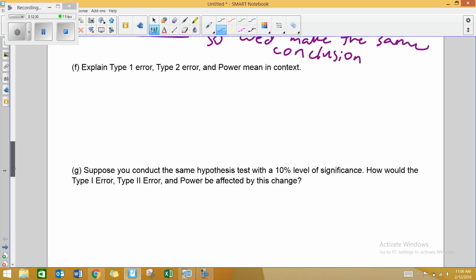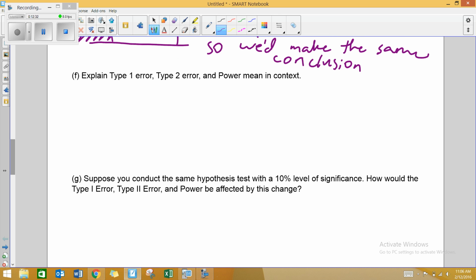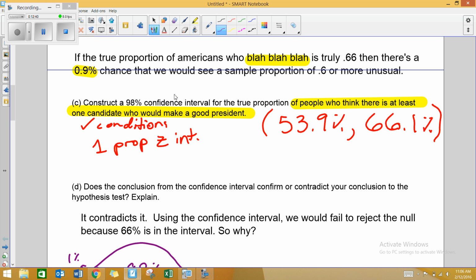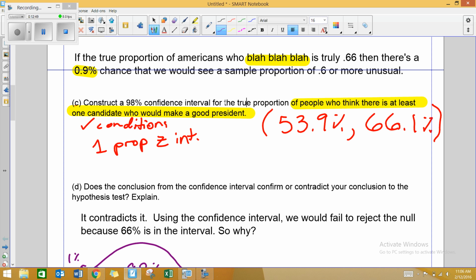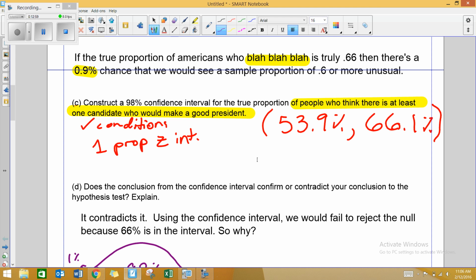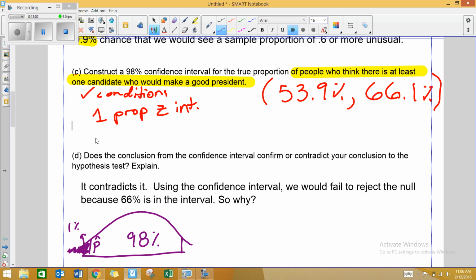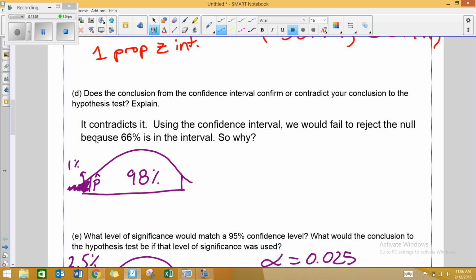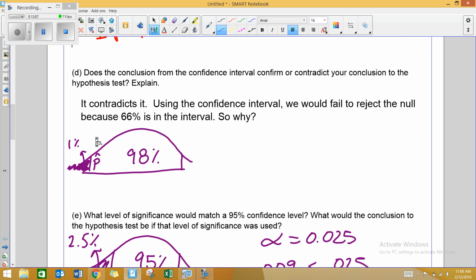All right, explain type 1 error, type 2 error, and power. Explain what those mean in context. I think that's a typo on my part. The context here is very long, so let me go ahead and copy it. So we're looking at the true proportion of people who think there's at least one candidate that would make a good president. All right, this computer's moving a little slowly right now.